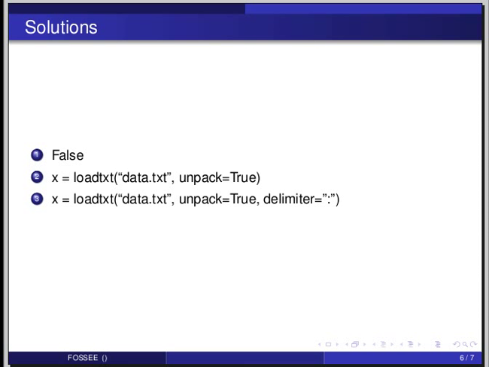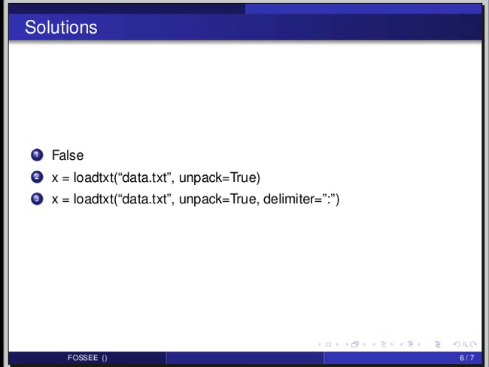Now the answers. First one is false. The loadtxt command can read data from files having both single columns as well as multiple columns. Second one, for a file with 3 columns of data separated by spaces to be read into 3 separate sequences, we use the loadtxt command as x is equal to loadtxt within brackets and double quotes data.txt, comma unpack is equal to true.